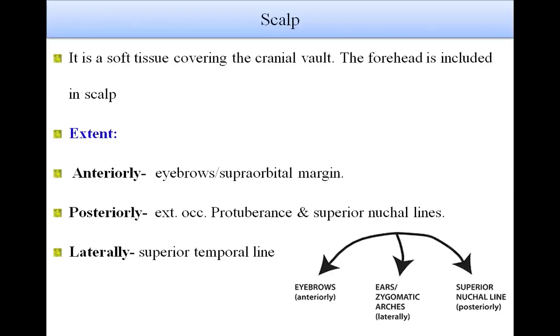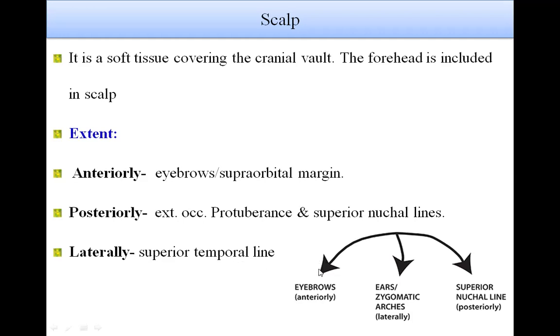Scalp. It is a soft tissue covering the cranial vault. The forehead is included in the scalp. So, the scalp is the soft tissue which covers the cranial vault, and forehead is included in the scalp. Its extent: anteriorly it extends from the eyebrows or the supraorbital margin. Posteriorly, it extends up to the external occipital protuberance and superior nuchal lines. Laterally, it extends up to the superior temporal line.